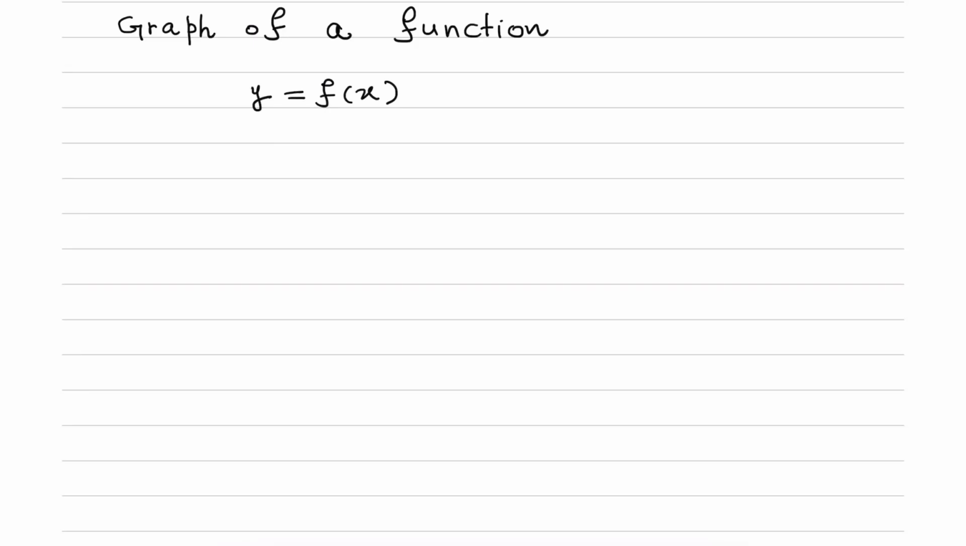How to get the graph of a function in mathematics. First of all, we will describe the function by using this equation y equal to f of x, where we have two variables. One is x, it is the independent variable. Another variable is y, it is the dependent variable. And we describe the relation between y and x using this equation.